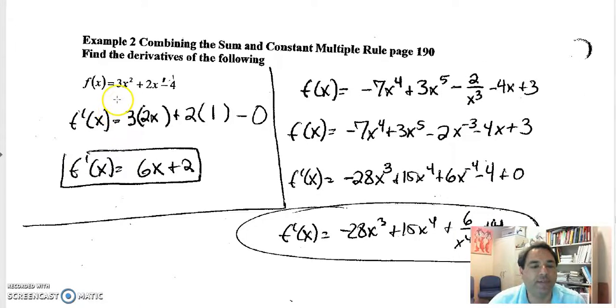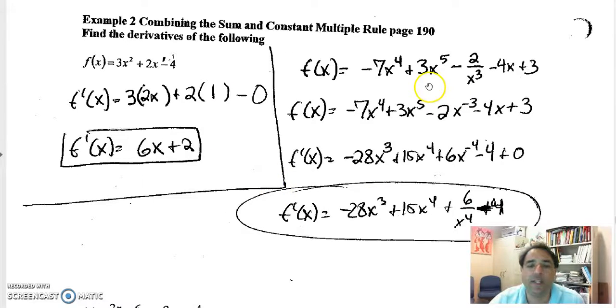If I wanted to find the derivative of the function 3x squared plus 2x minus 4, the derivative of 3x squared, 2 goes to the front, 3 times 2 is 6. 2 minus 1 is x to the 1. The derivative of 2x, 1 times 2 is 2. 1 minus 1 is 0, so there's no exponent there. So it's just 2. And the derivative of a number is 0. So your function would be 6x plus 2.